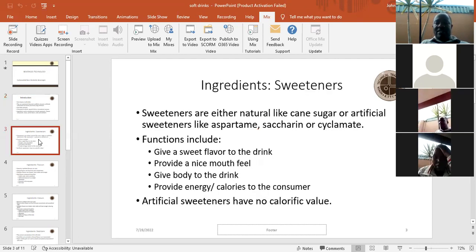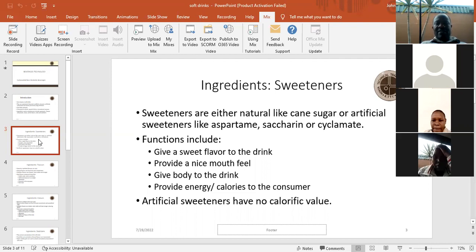we can look at the sweetener, for example. Just like Rita has said, they are used for the purpose of sweetening, and they also give body and a certain mouth feel to the drink, especially when you use natural sugar. But apart from the natural sugar obtained from the cane or even the sugar beets, you also have other sweeteners, which are the artificial sweeteners like aspartame, saccharin, cyclamate, and you can get others from the books, which give us some more artificial sweeteners.